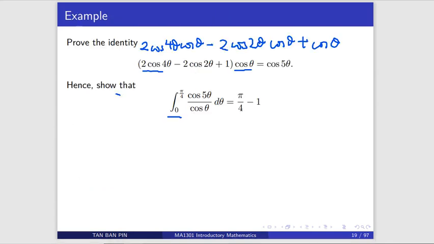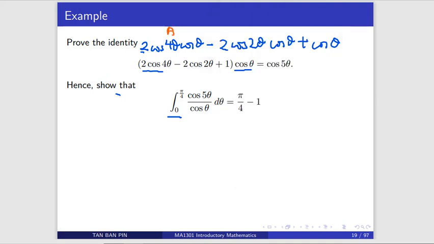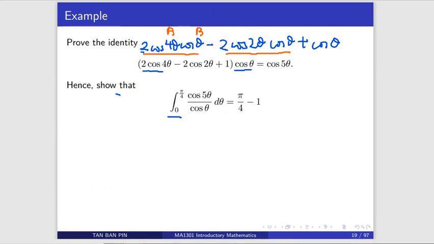Since you have 2 in front, you just take A as 4 theta, B as theta for the first expression, 2 cosine 4 theta cosine theta. As for the second one, 2 cosine 2 theta cosine theta, you'll be using the identity again. And this time you should be taking A as 2 theta, B as theta. Okay, so let's work it out.